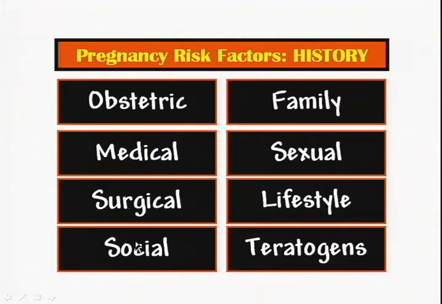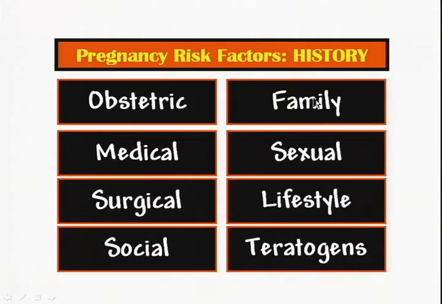Social history is going to be important. Is the patient living on the streets? What's her socioeconomic status? What's her income? Family history is going to be important. When we look at it, is there genetic disease which is passed from parents to children? Is there a history in the family of stillbirths, of mental retardation, of birth defects?